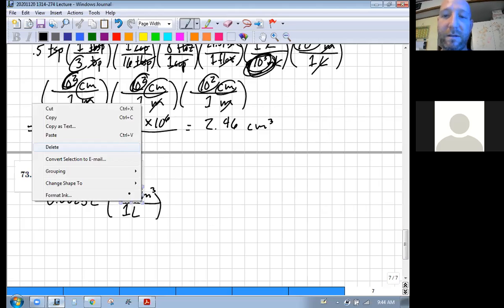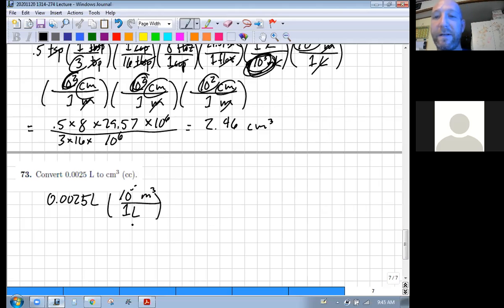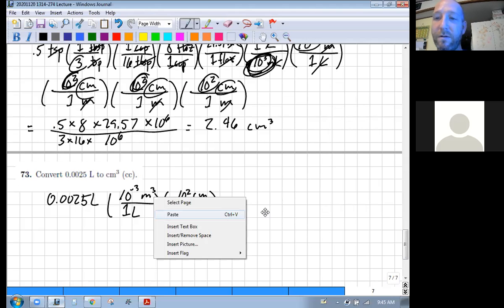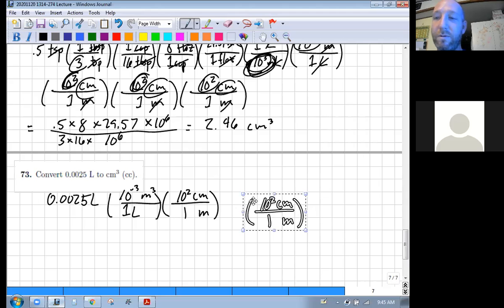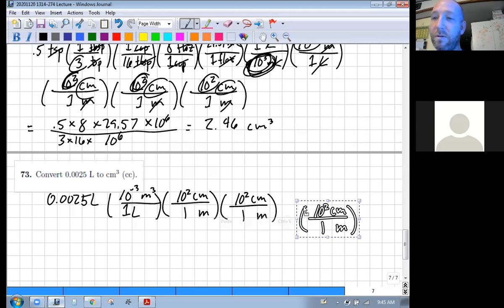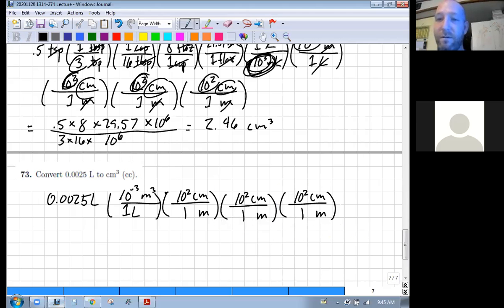0.001 is 10 to the negative 3. So now we have to convert to centimeters. Get rid of meters in favor of centimeters. We're going to have to do it 3 times though. 1 meter is 10 squared centimeters. So we have 1, 2, 3 meters cubed. Boom, boom, boom. And we have centimeters cubed now.